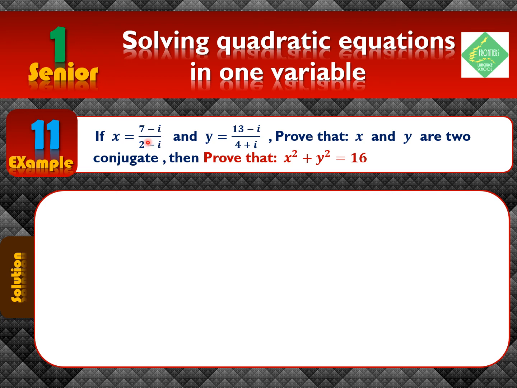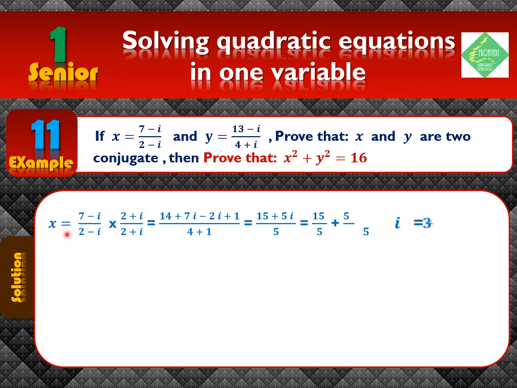Simplest form by multiplying this fraction by the conjugate, which is, yes, look at the denominator, find 2 minus i, so its conjugate will change the sign of i, so it will be 2 plus i. So I will solve x first of all. 7 minus i over 2 minus i multiplying 2 plus i over 2 plus i. Come on guys, distributing method.